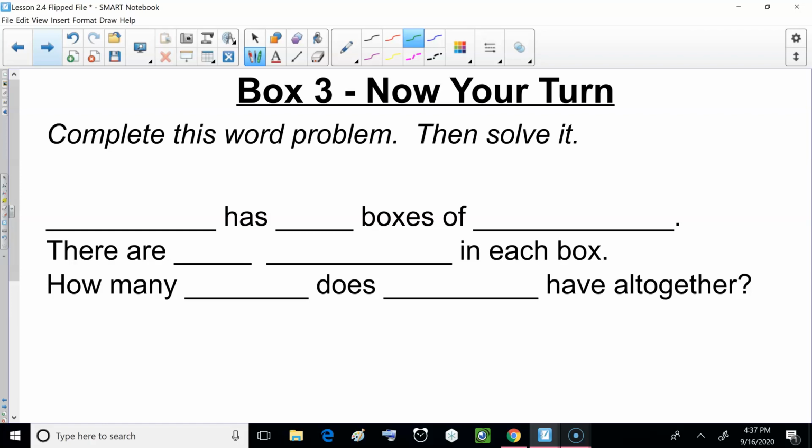So there you go. Fill in the blanks. Complete the word problem, and then solve it. And remember, since it's a word problem, it also needs a label. I look forward to seeing your creativity in the word problems that you create.